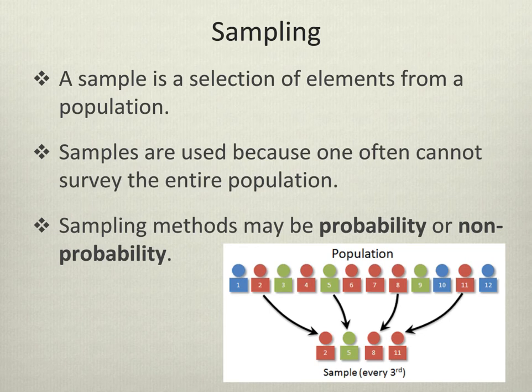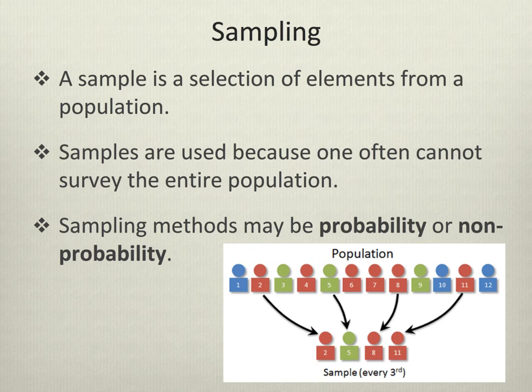A sample is a selection of elements from a population. Samples are used because generally we cannot survey the entire population. Even when we try, such as the census, there's always people who don't make it in.